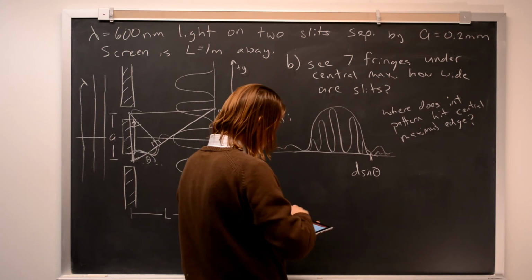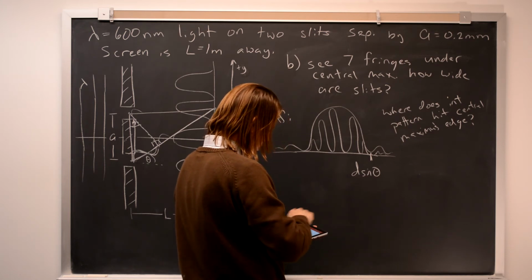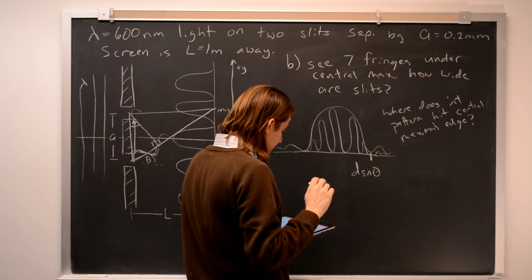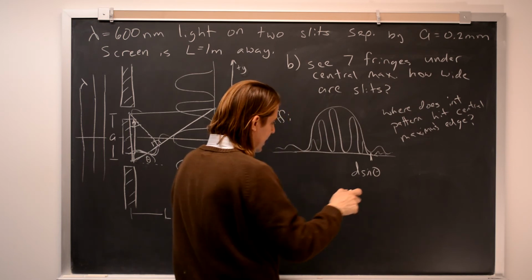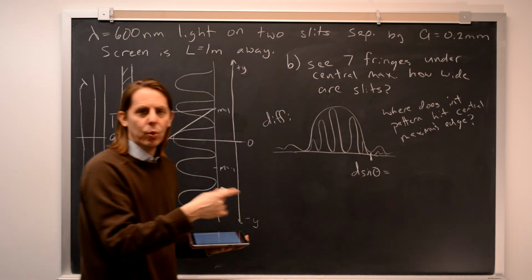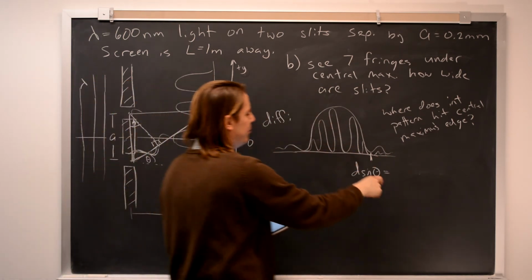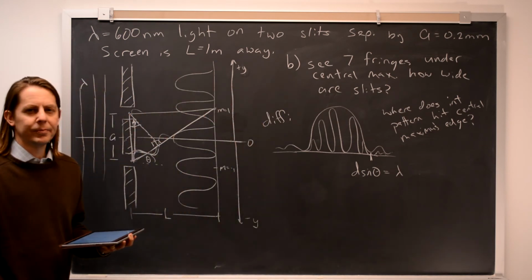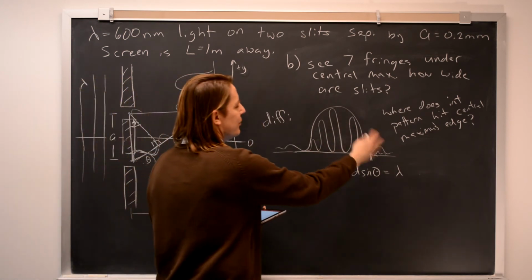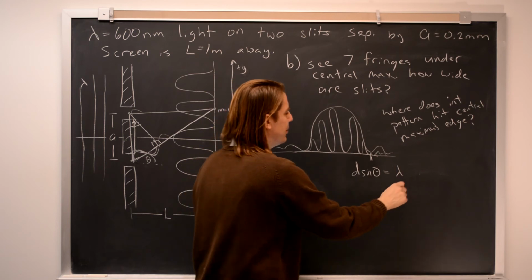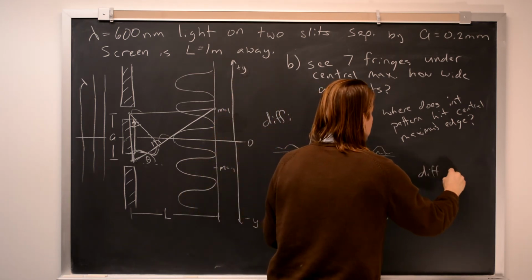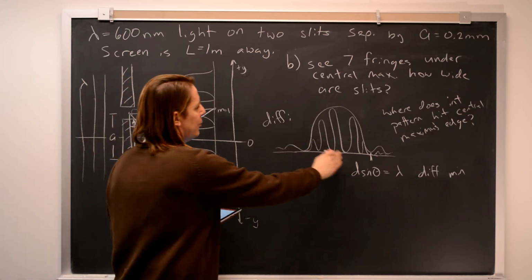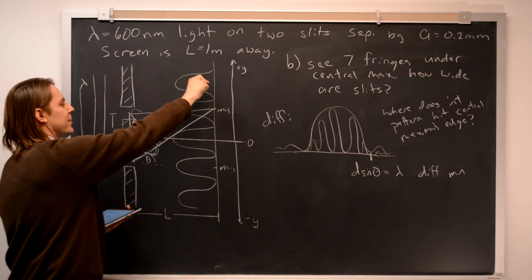How much did I move this? At D sine theta equals the order 1, because this is the first minimum, 1 times lambda. D sine theta equals lambda. It's not lambda over 2 because of weird stuff about diffraction. So that's where the first minimum hits. That would be the angle at which you see that first minimum.